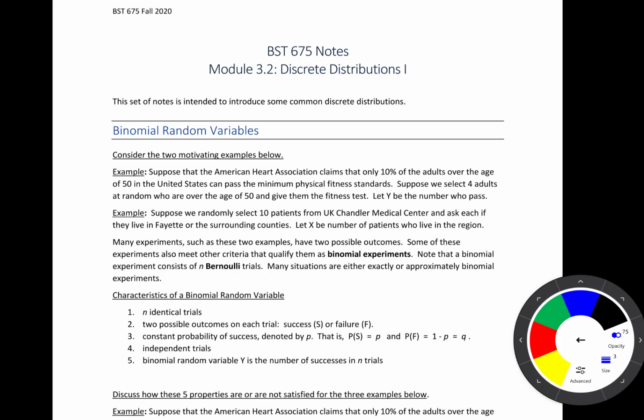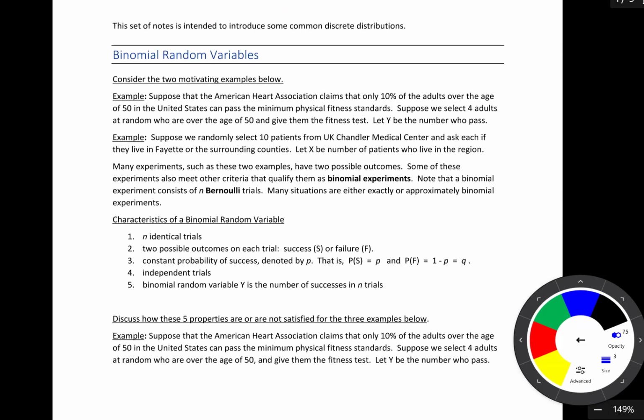In this set of notes, we're going to look at some common discrete distributions. The first one we're going to look at is what is called the binomial distribution, or we could talk about binomial random variables. So consider these two motivating examples.